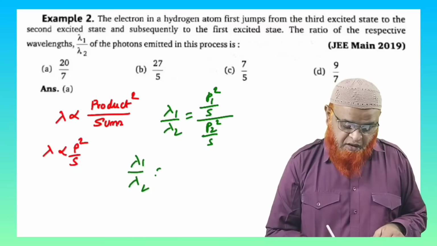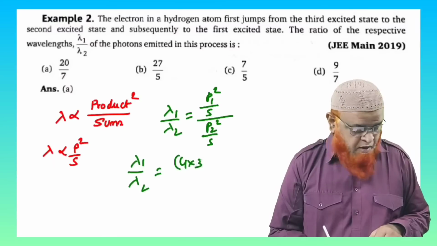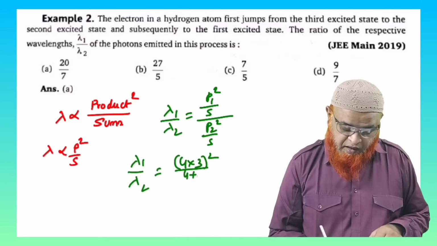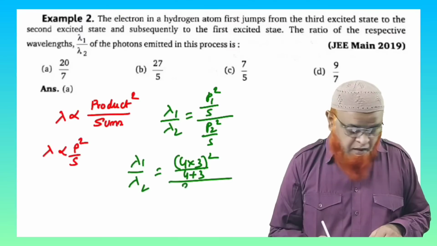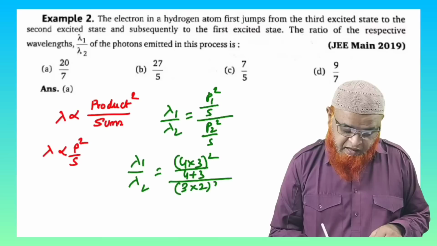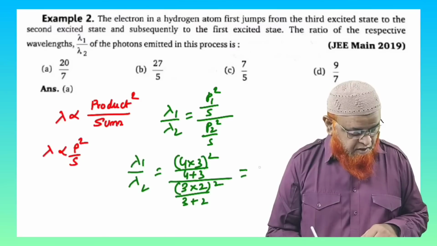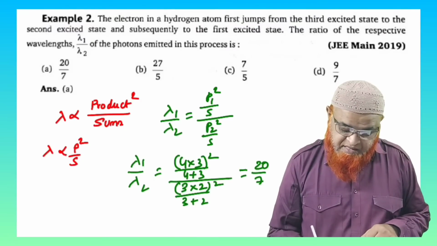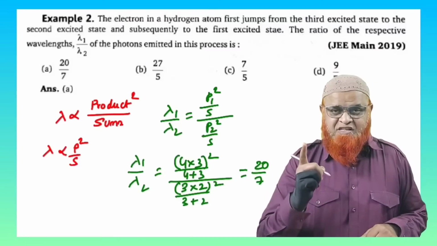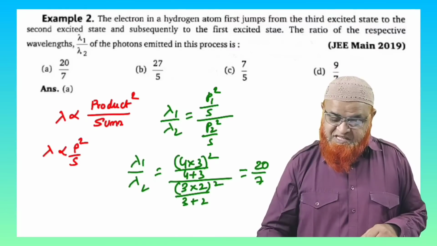Okay, so therefore lambda 1 by lambda 2 is nothing but, if you take product whole square, you'll be getting 4 into 3 whole square divided by 4 plus 3, divided by the next thing he is giving, 3 into 2 whole square divided by 3 plus 2. If you solve this one, you'll be getting here 20 by 7 after calculation. Hope you have enjoyed this video and you have saved a lot of time for solving this type of problems.